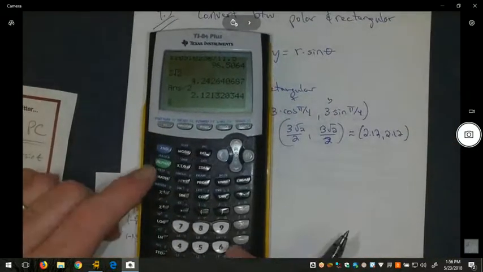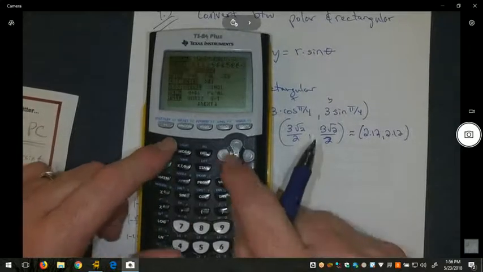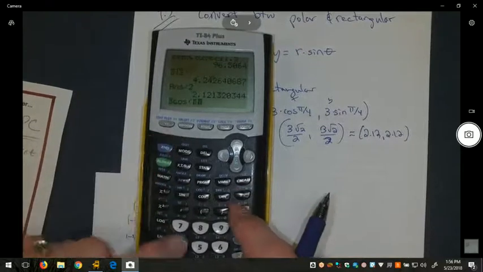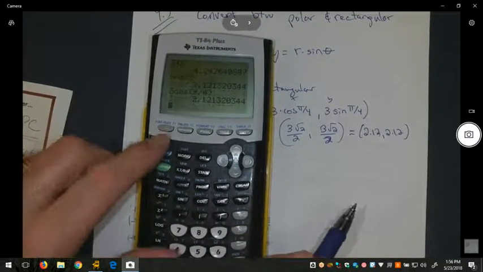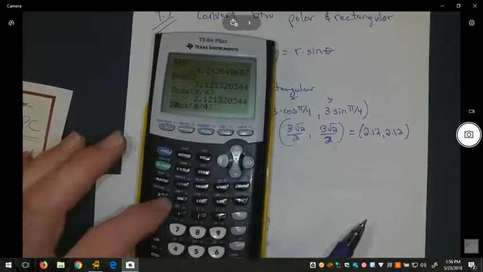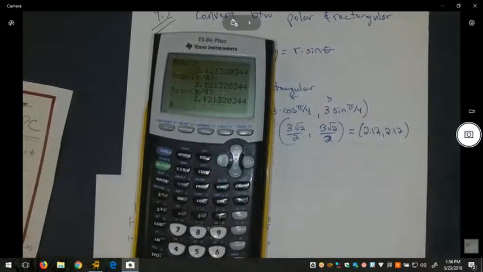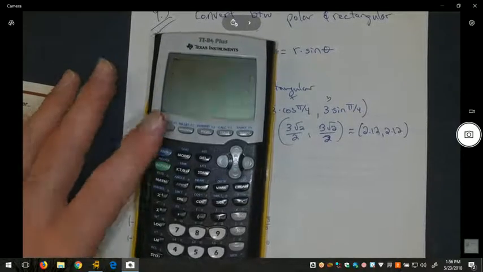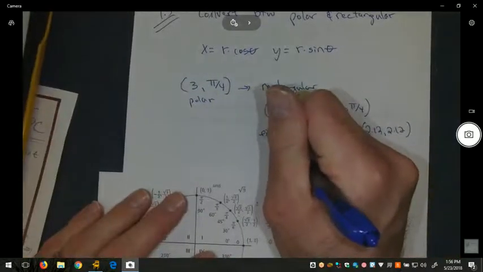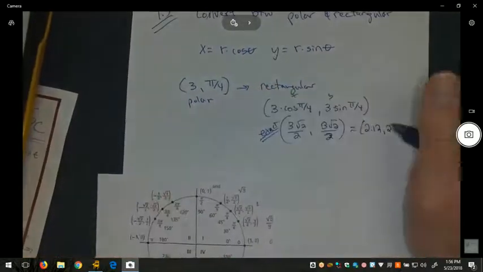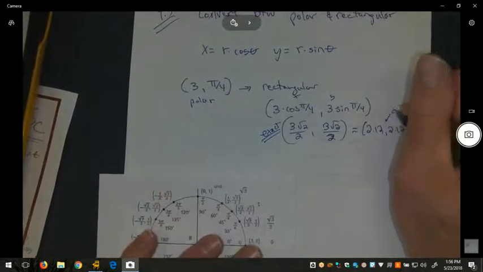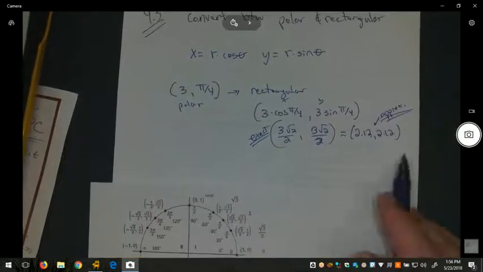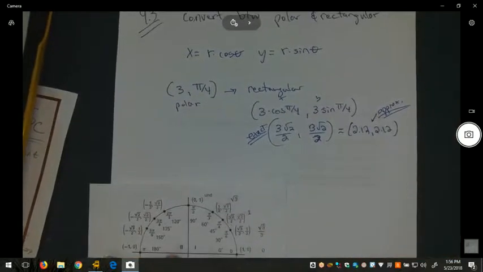So I'm going to make sure that I am in radian mode, and I'm going to do 3 times cosine of pi over 4, and 3 times sine of pi over 4. We already know that that's going to give us the same thing for pi over 4, and sure enough, it is the same decimal approximation. But this is the exact answer if they ask for exact. If they don't ask for exact or it's not on the unit circle, then we can get the approximate answer. When we go to graph on graph paper, we would want to graph the approximate.